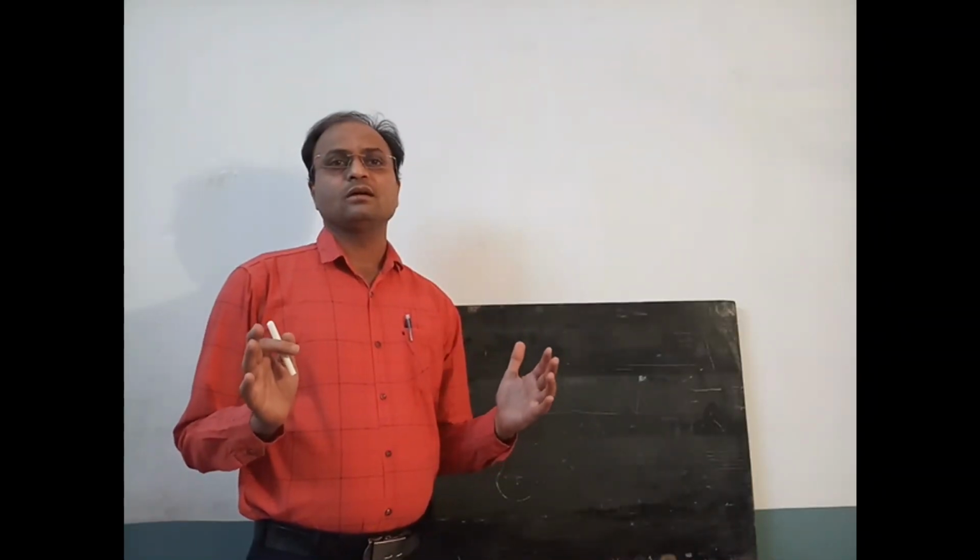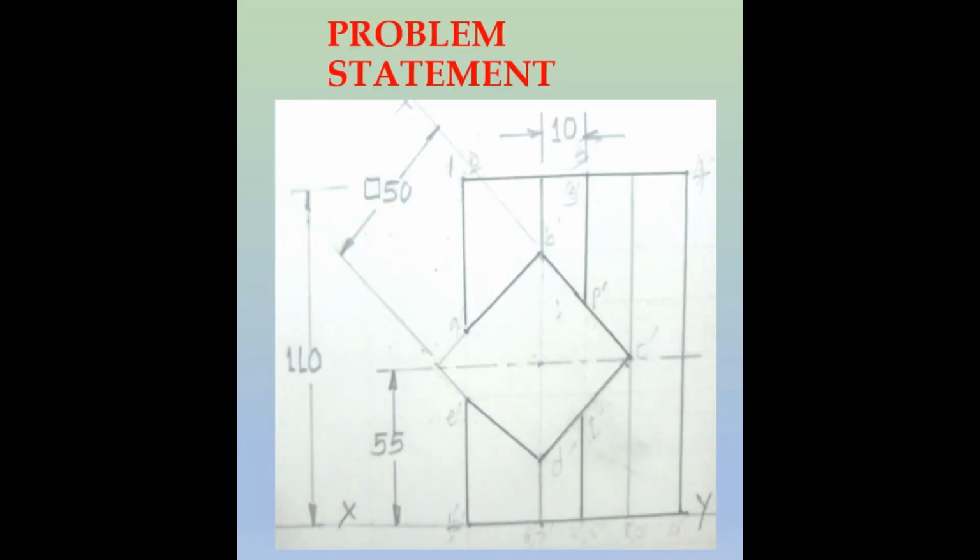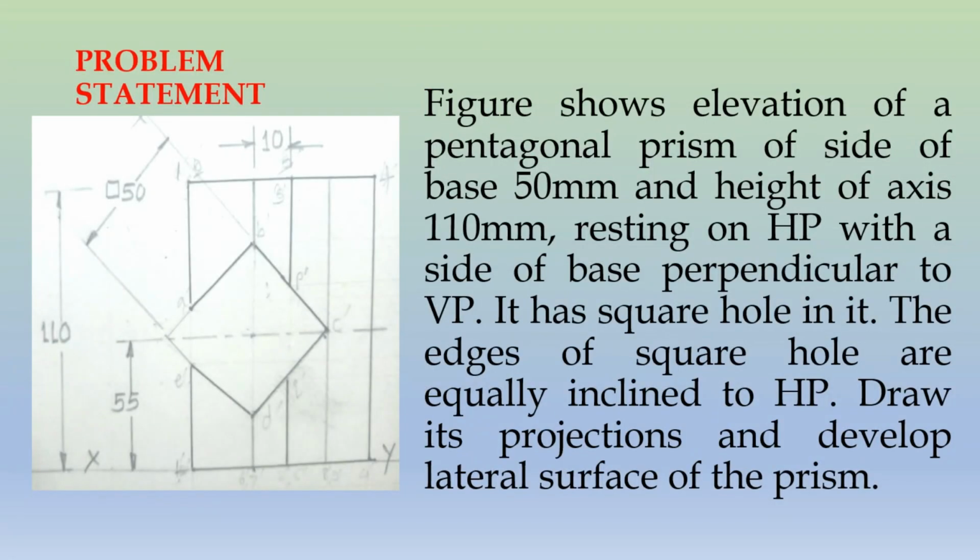Hello learners, today we are going to solve this problem on pentagonal prism. The figure shows the elevation of a pentagonal prism of side of base 50 mm and height of axis 110 mm, which is resting on HP with a side of base perpendicular to VP.